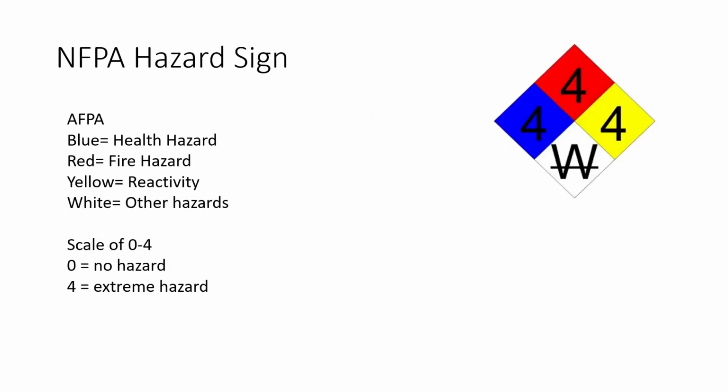This is the NFPA hazard sign. I have seen this come up on the qualifying exam for ASCP, so this is something that you should know: what the colors mean and know what the number system is, because they can get pretty specific about this on your qualifying exam. So blue refers to a health hazard, red is a fire hazard, yellow is reactivity, white indicates other types of hazards, and then this is on a scale of 0 to 4, where 0 is no hazard, and it progressively goes up to 4, which is an extreme hazard.